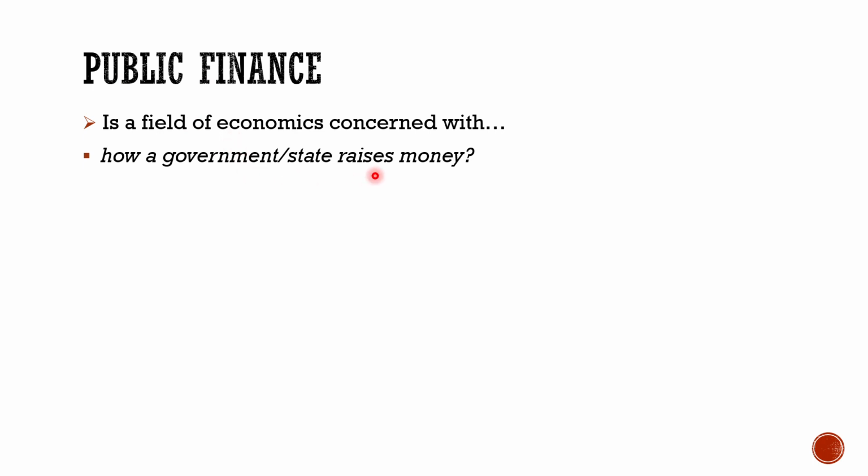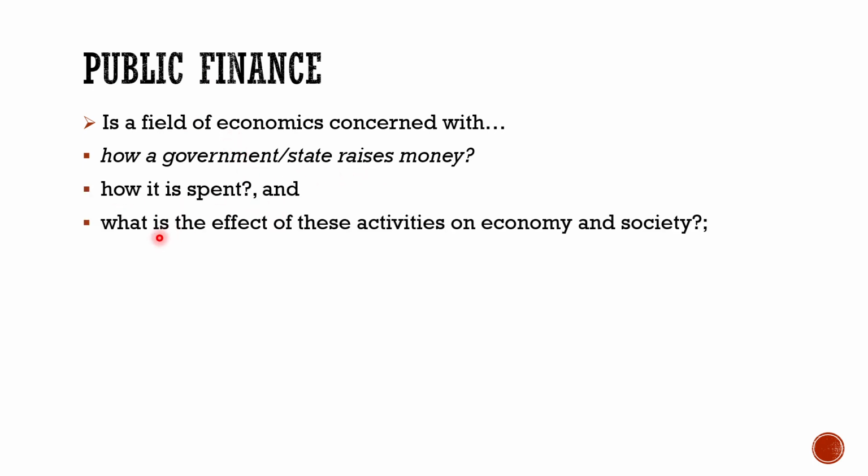Moving ahead with what public finance actually is, it's a field of economics concerned with how a government or a state raises money, how it is spent, and what is the effect of these activities on economy and society. From these 3 points, how a government or a state raises money relates to government income or receipts. The second statement, how it is spent, relates to government expenditure. And the third statement, what is the effect of these activities on economy and society, relates to the effect of these activities on different aspects of society and the economy as a whole.